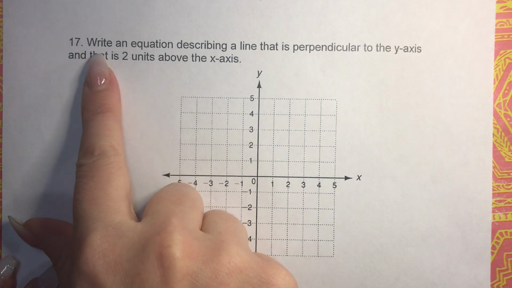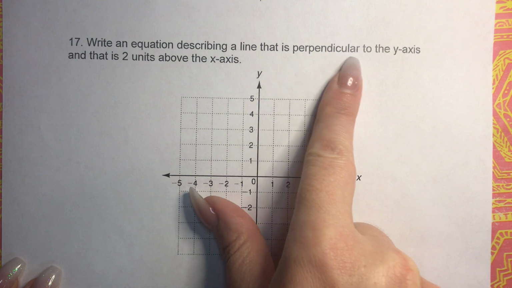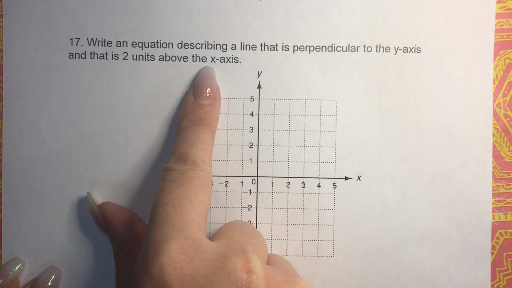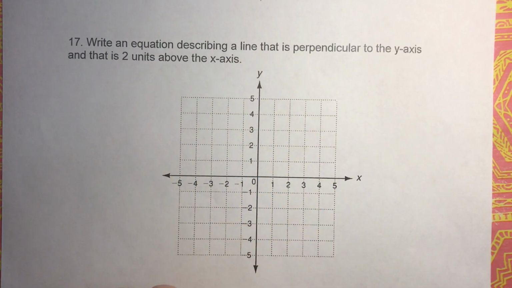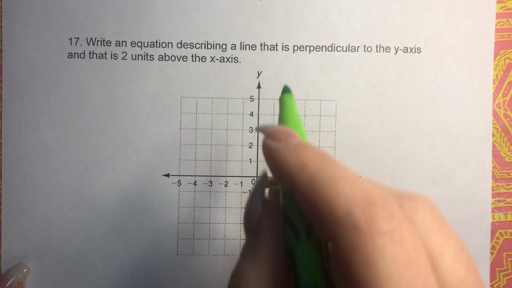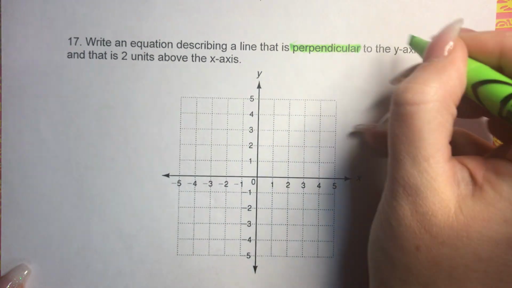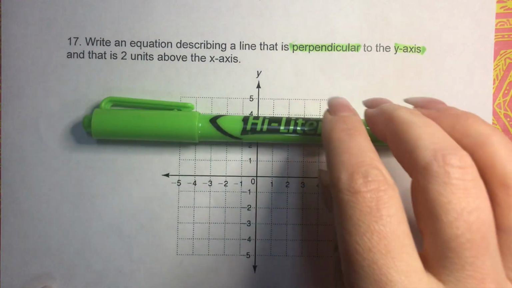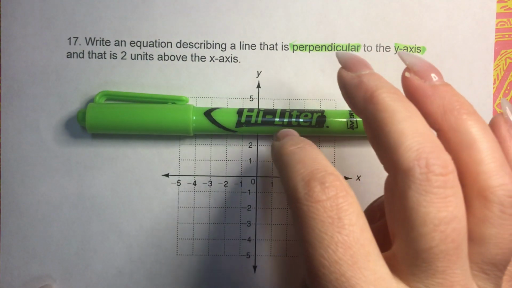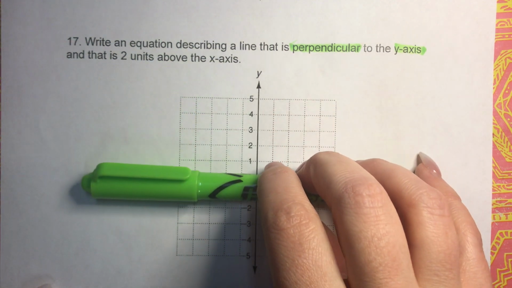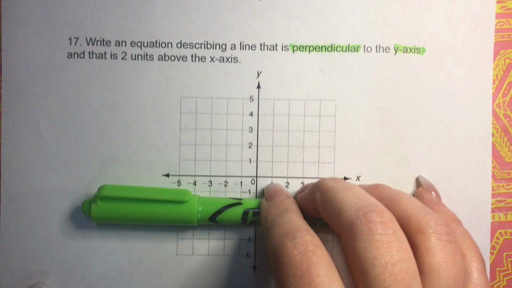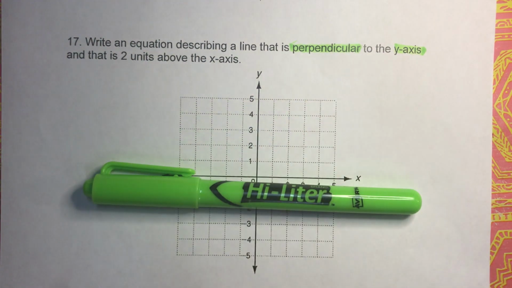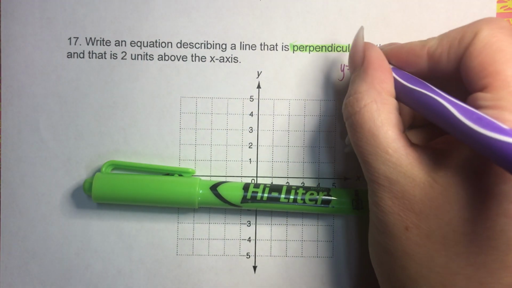Okay, so that says, write an equation describing a line that is perpendicular to the y-axis and is 2 units above the x-axis. Okay, so what is the first thing that they are saying to us? The first thing they're saying is write an equation describing a line that is perpendicular to the y-axis. So here's the y-axis. Something perpendicular would be like this. This is a horizontal line, which means it's going to be y equals something. So we know our equation is going to be y equals something.